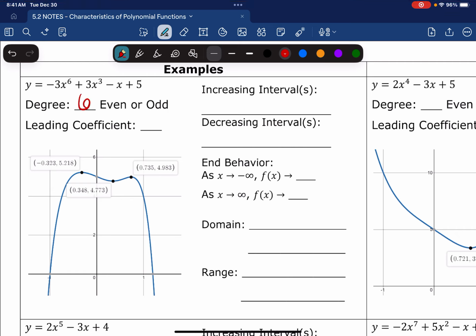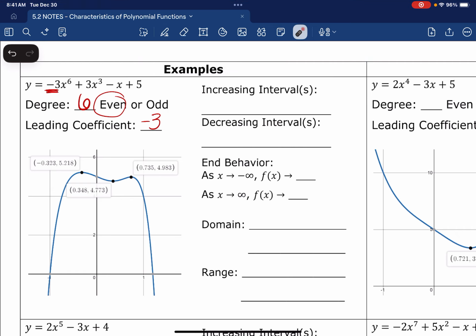Is it even or odd? Well, the number 6 is even. So I know my end behaviors are going in the same direction. Our leading coefficient, that number attached to x to the 6th, is a negative 3. So because it's a negative leading coefficient, both of my end behaviors are going down. That's why this graph looks like that.